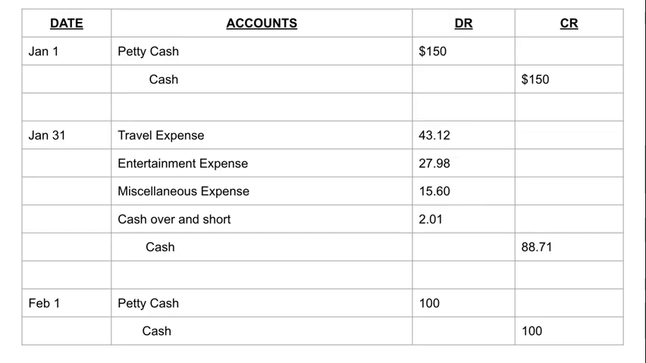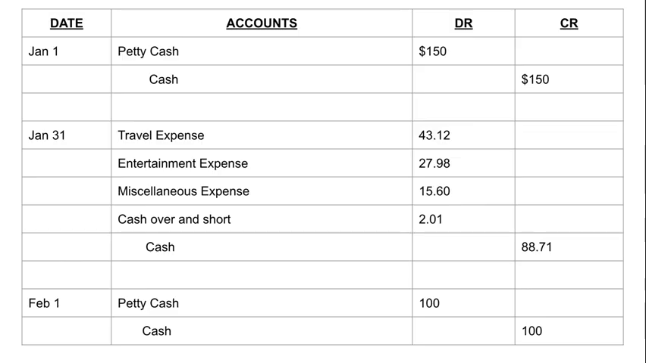On January 31st, we replenished. So again, each individual account we had to make sure that we accounted for. So the petty cash fund showed that $61.29 were remaining from that initial $150. So we were hoping that our expenses would equal $88.71. Unfortunately, what it turns out to is that our receipt showed we only spent $86.70. So that extra $2.01 has to come from that cash over and short.